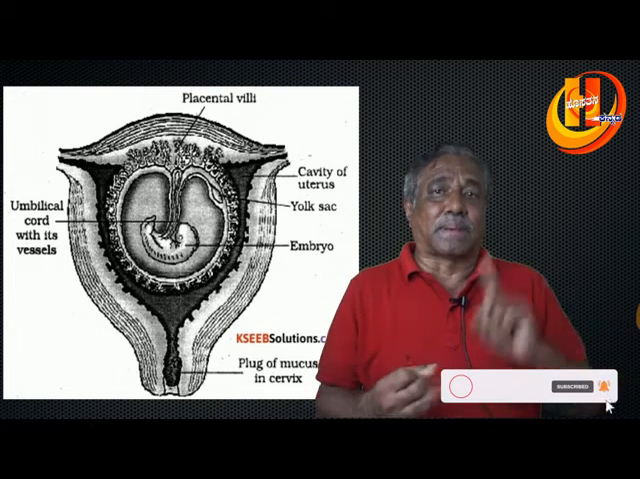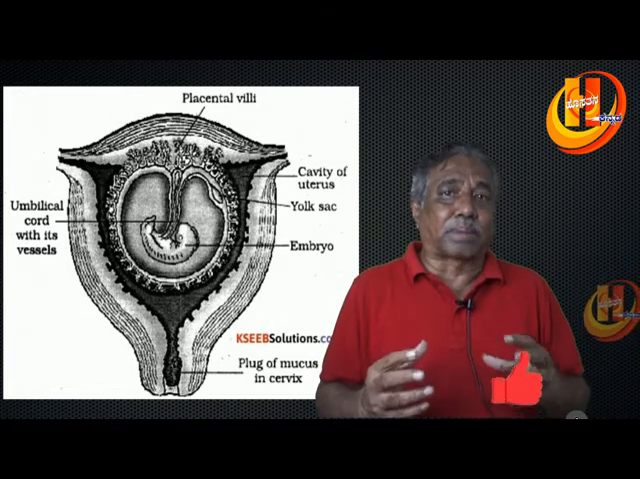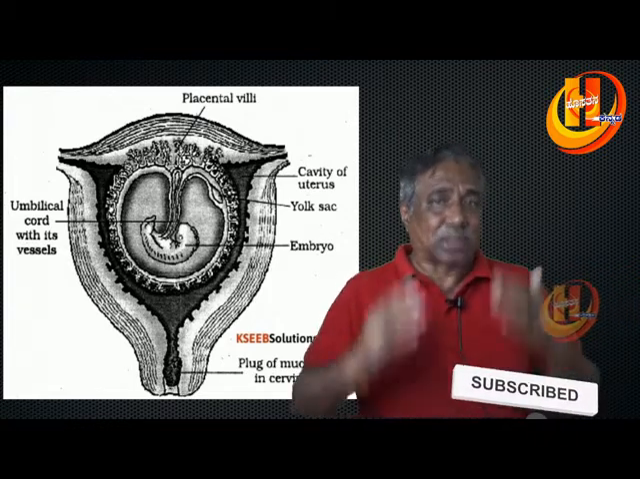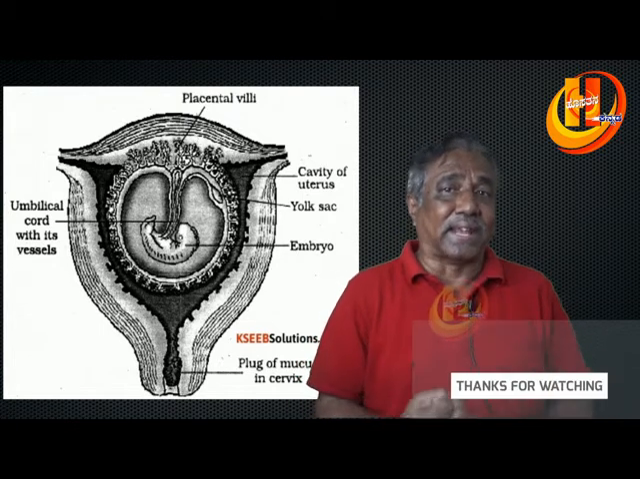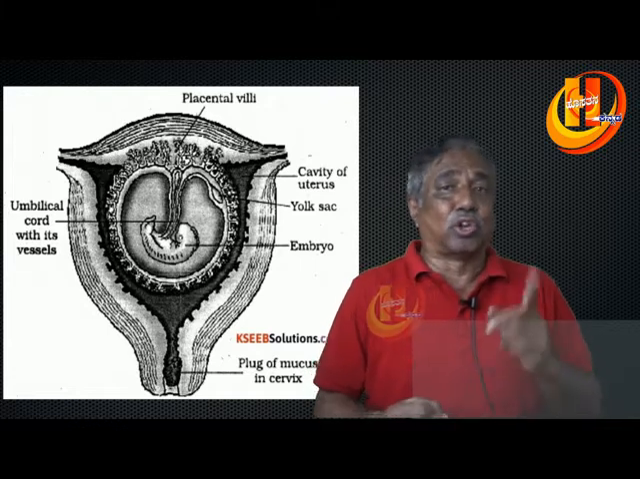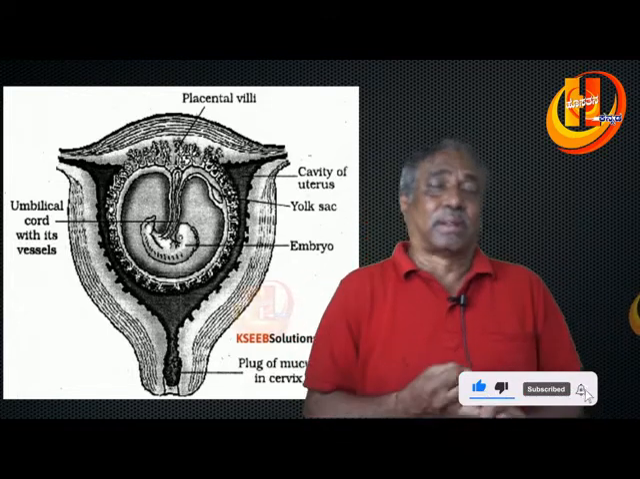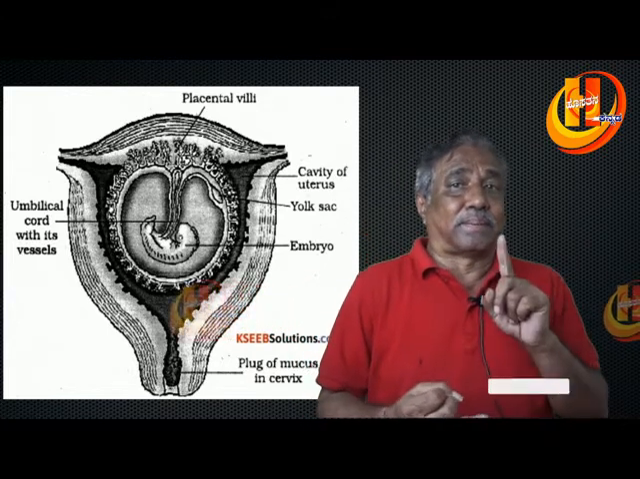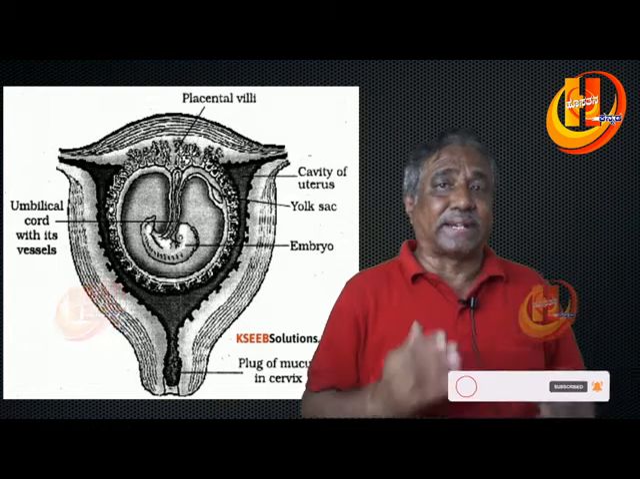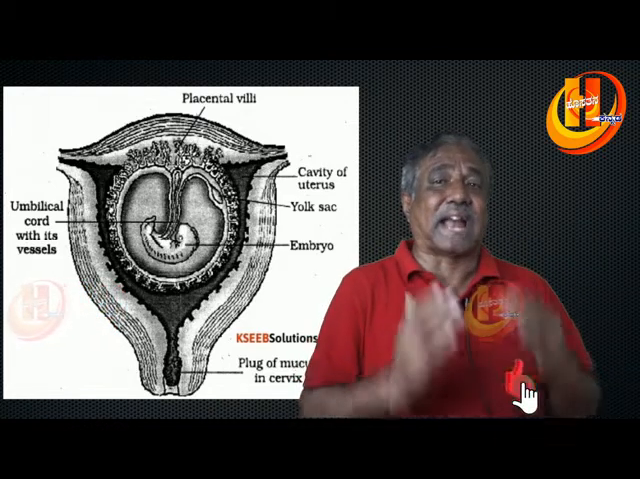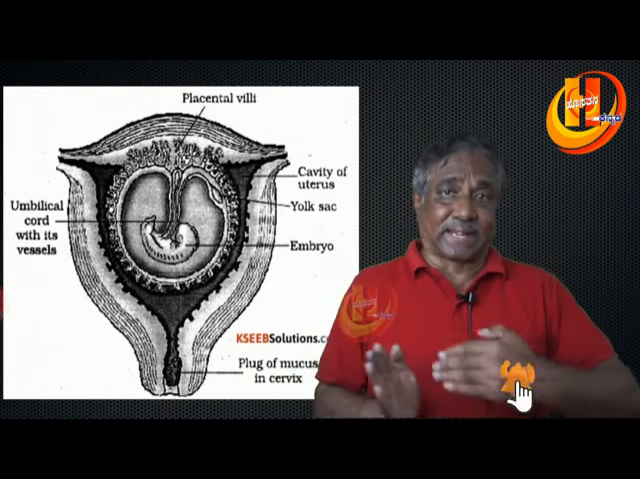Supply of oxygen, supply of nutrition, removal of waste products, protection, and anchorage are the various functions of the placenta. The placenta acts as an endocrine gland and secretes hormones such as hCG, human chorionic gonadotropin, and hPL, human placental lactogen, along with estrogen and progesterone. These are the 4 hormones secreted by the placenta. And then the ovary secretes relaxin.